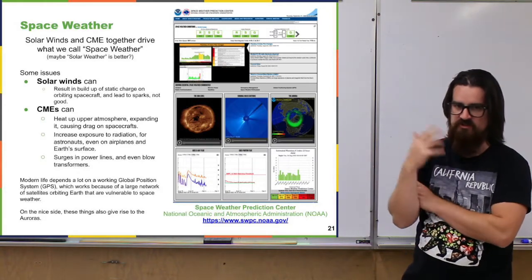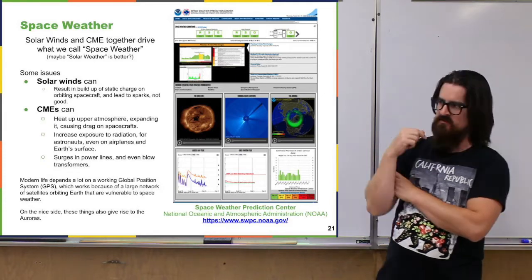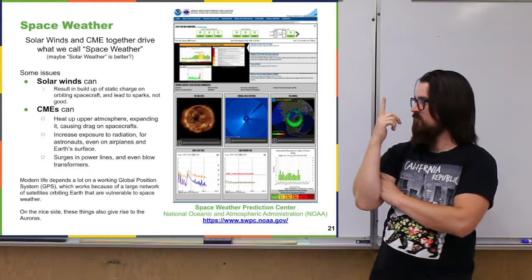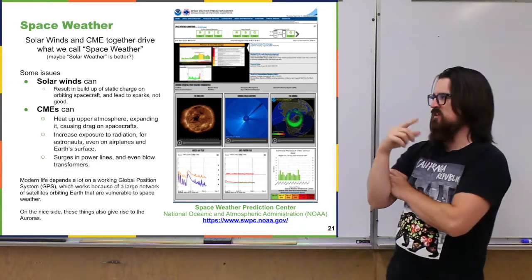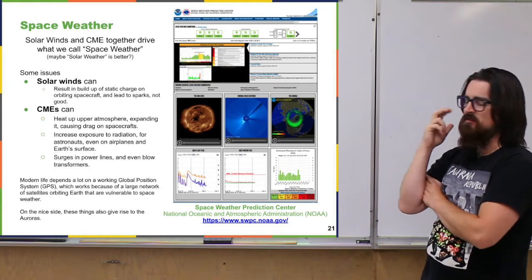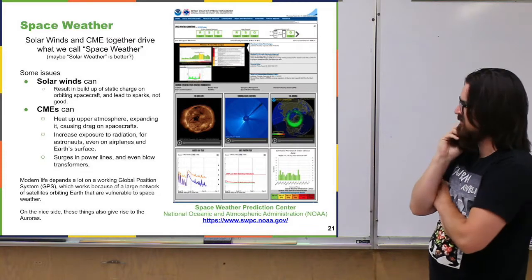And that's due to an electrostatic charge that's being built up. So that same kind of buildup can happen on satellites because of the solar wind. And when it discharges, it can cause some significant problems for electronics on board. That's just the solar winds.